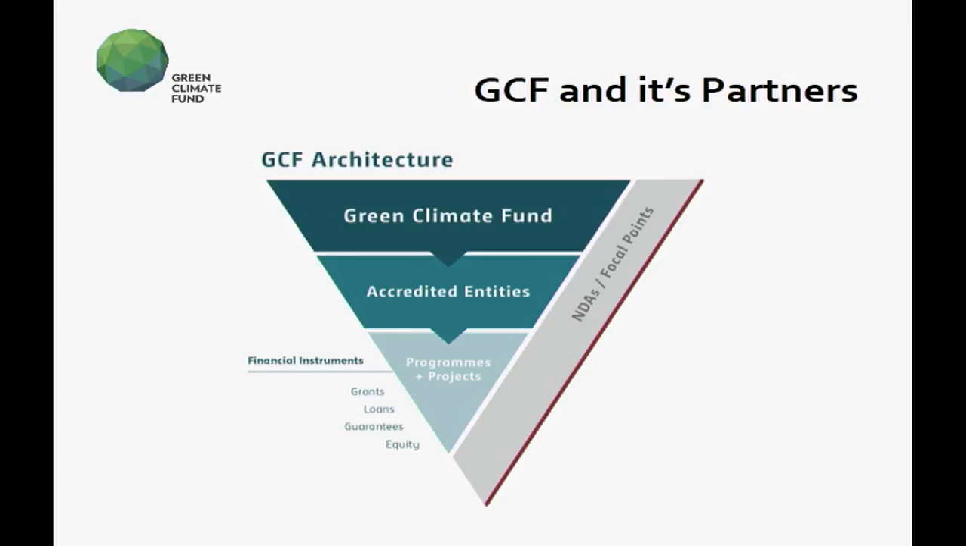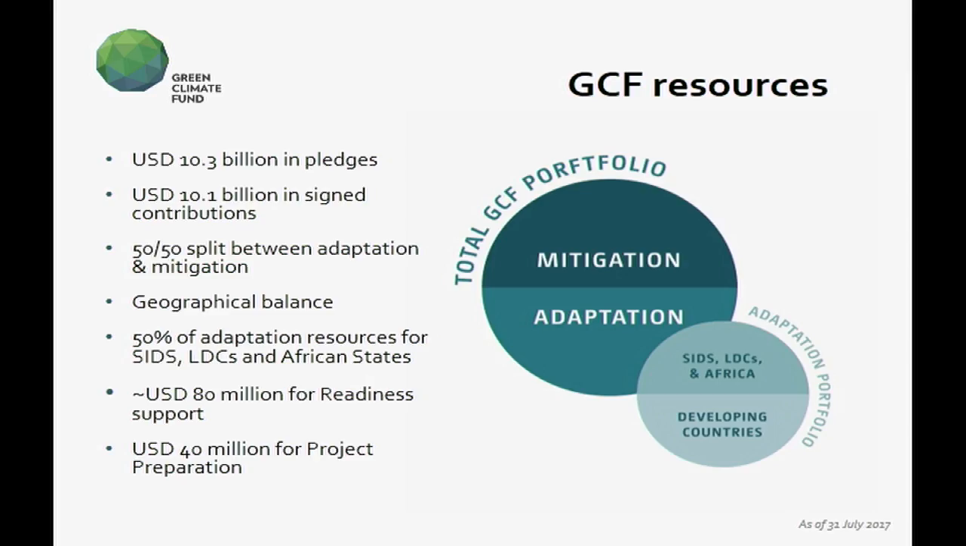The financial instruments of the GCF, usually people think only grants, but there are also loans, guarantees, and equity. So usually one of the questions that you have to answer when you submit a proposal is, why did you choose this financial instrument and not another one? Another one means usually loans or guarantees or something that doesn't have full concessionality.